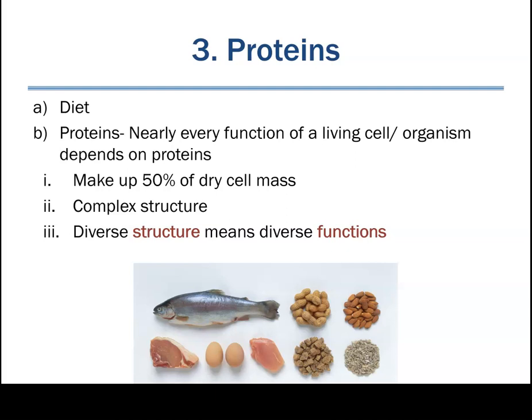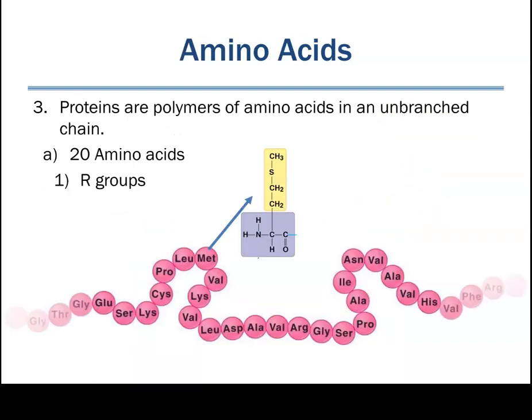But the way the actual sequence of the monomers will produce different chemical interactions, which can create these incredibly complex and diverse structures. Those diverse structures mean that we get diverse functions, which is why so much of our cell function depends on proteins. So our proteins are made up of amino acids.